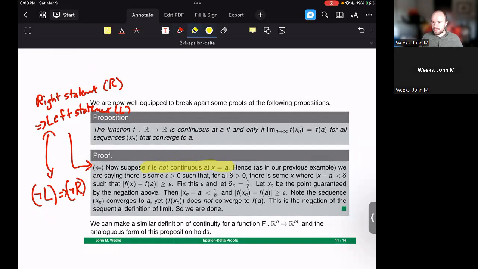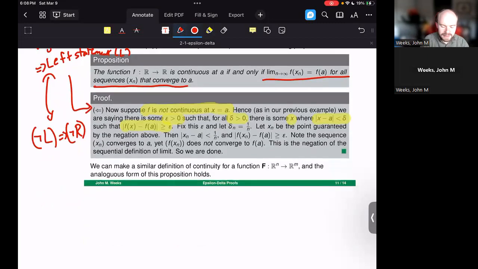Hence, as in our previous examples where we had to go through and think about how that means I, the professor, win the game, we are saying that there is some epsilon greater than 0 so that no matter what delta you choose, there is some x value where the distance between x minus a is less than delta, but the absolute value of f of x minus f of a is greater than or equal to epsilon. Now I need to negate this statement over here. Think about what that means. I need to say that this is not true. So what I need to do is form a negation.